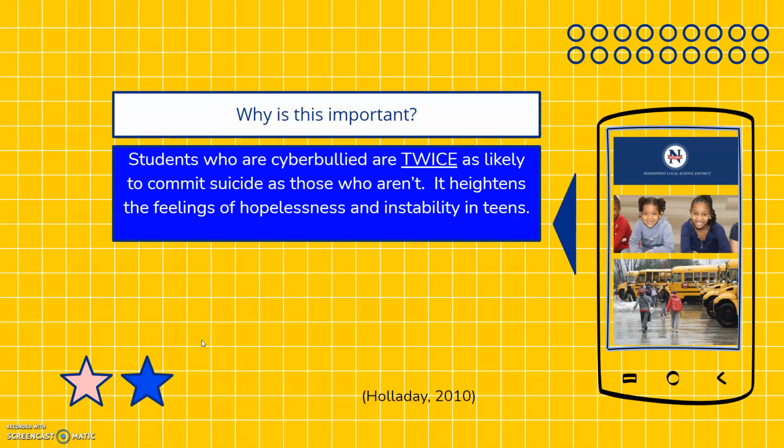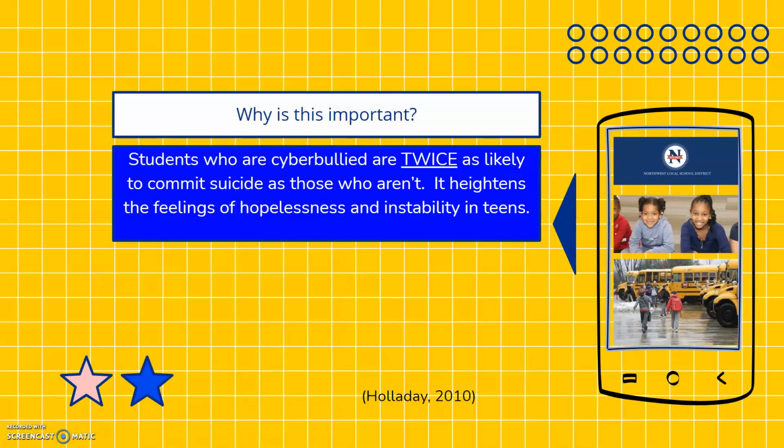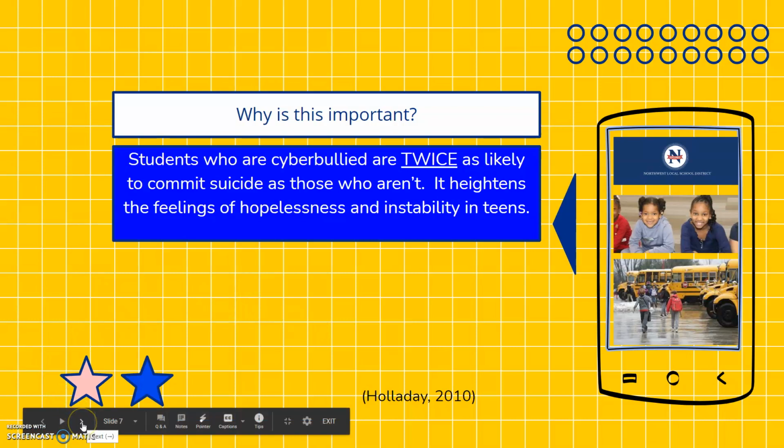Why is this important? Well, studies show that students who are cyberbullied are twice as likely to commit suicide as those who aren't. There's actually a term called bullicide, which is suicide because of bullying. So it is a big problem. It heightens feelings of hopelessness and instability in teens. And we all know that at your age, you have enough to deal with without having another student try and make it worse for you. So it's really something we need to be aware of, and it is really important.